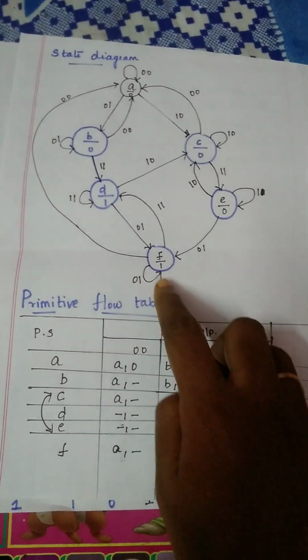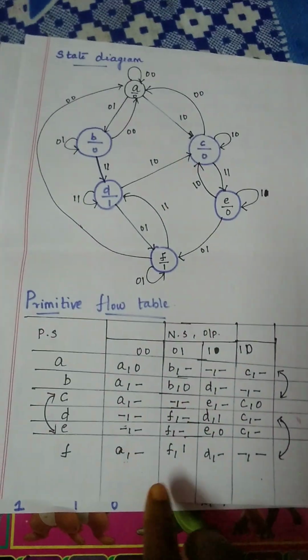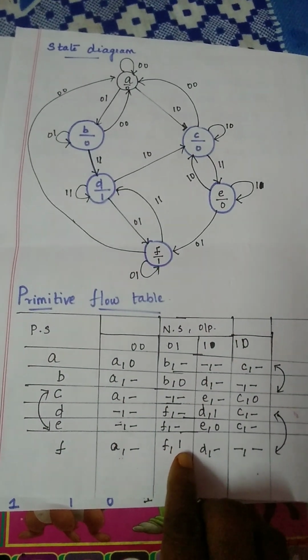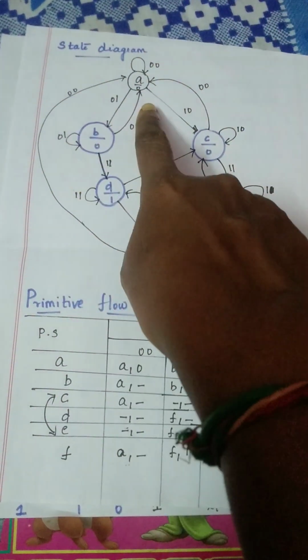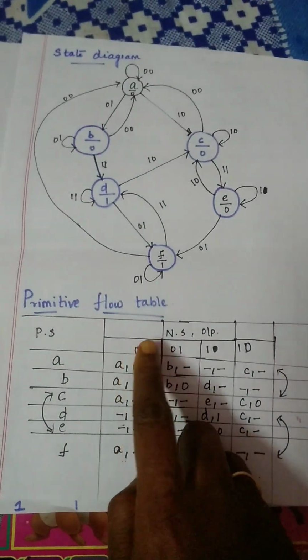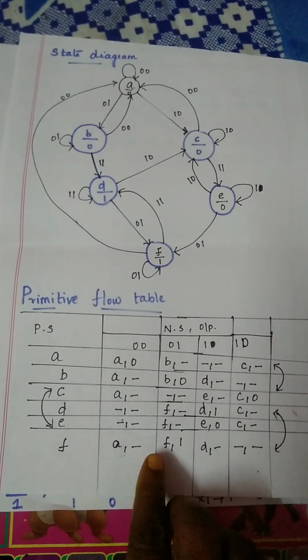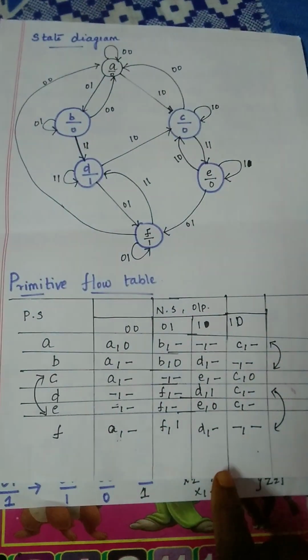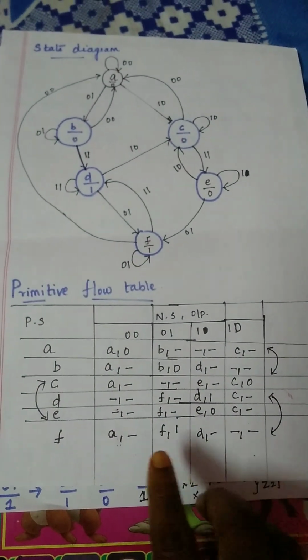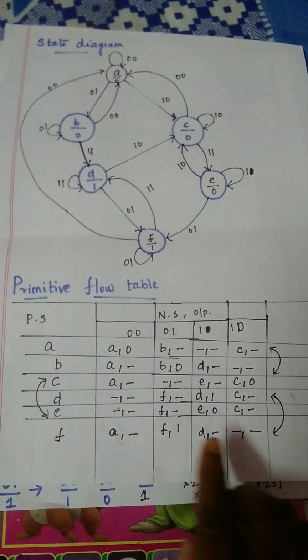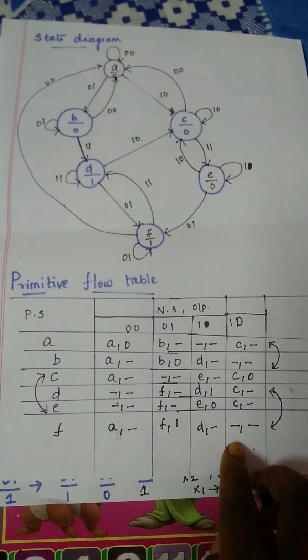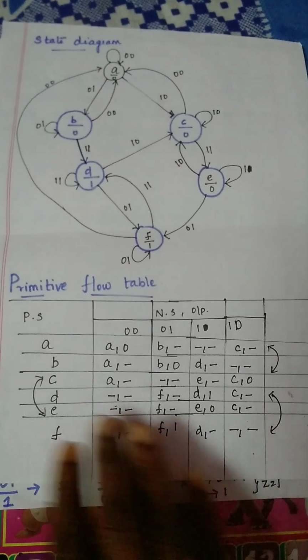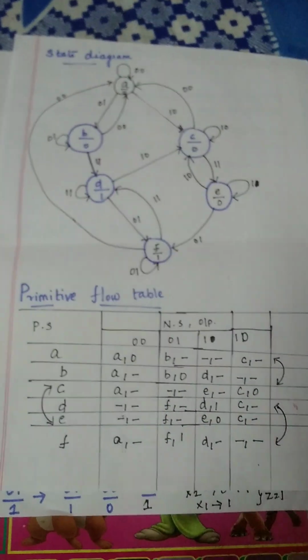Finally, your F state. If it is 0 1, F comma 1. It is moving to A state whenever your input is 0 0, so A comma dash. Next, where is it moving? It is moving to D. D comma dash. This 0 1 can't change to 1 0 due to the critical race. So we have written your primitive flow table.